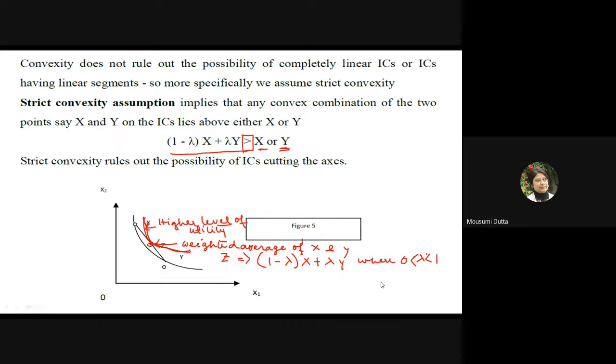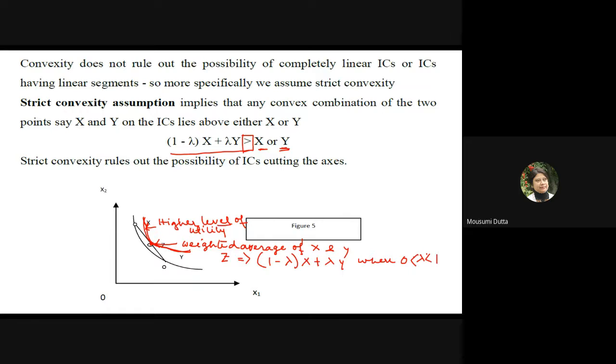Okay? But convexity does not rule out the possibility of completely linear ICs or ICs having linear segments. I hope you know a linear curve is weakly convex as well as weakly concave. Am I right? A linear curve is both weakly convex and concave. Do you know this? Yes, ma'am. Okay, so convexity does not rule out the possibility that the curve will be linear.